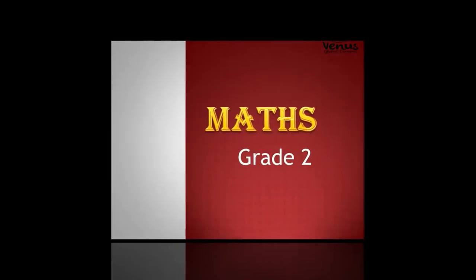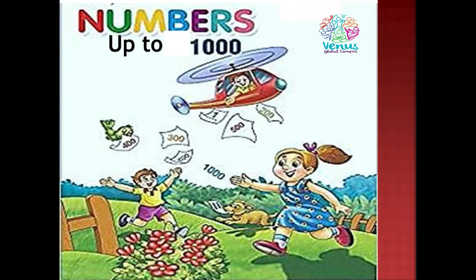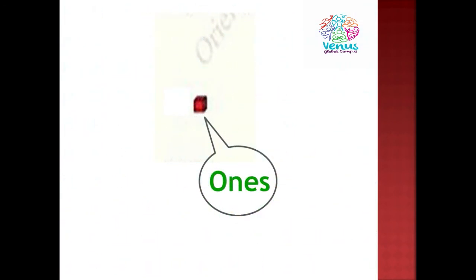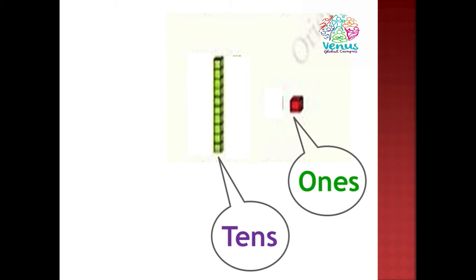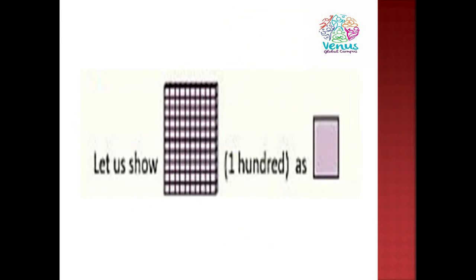Hi children, today we are going to see about numbers up to 1000. See children, as we know, this small cube will represent ones and this long stack will represent tens. Similarly, this big cube will represent hundreds. But now we are going to represent 100 as a big square.